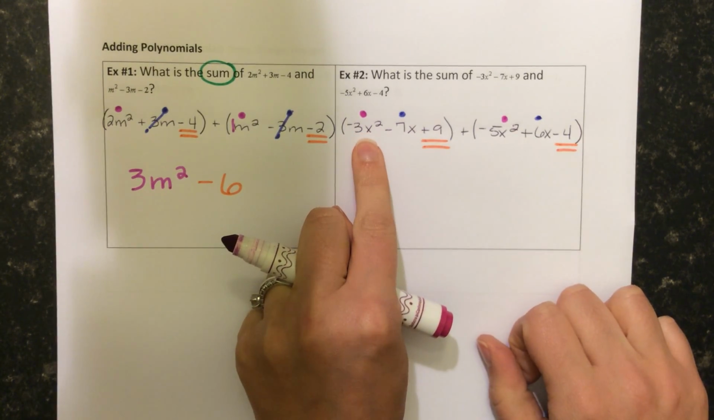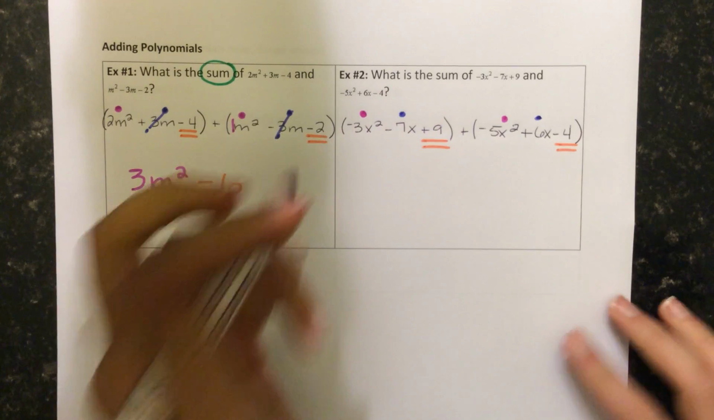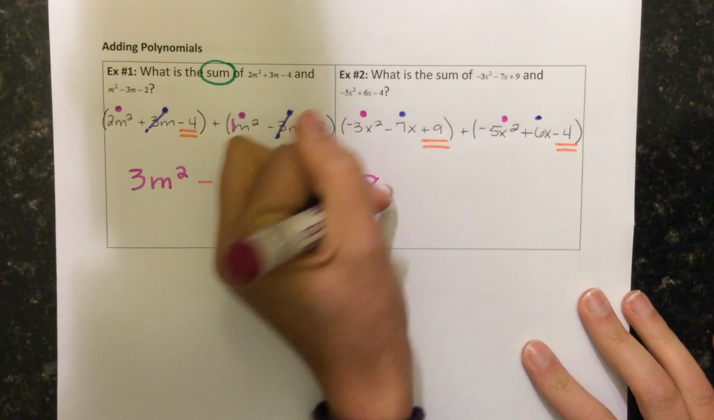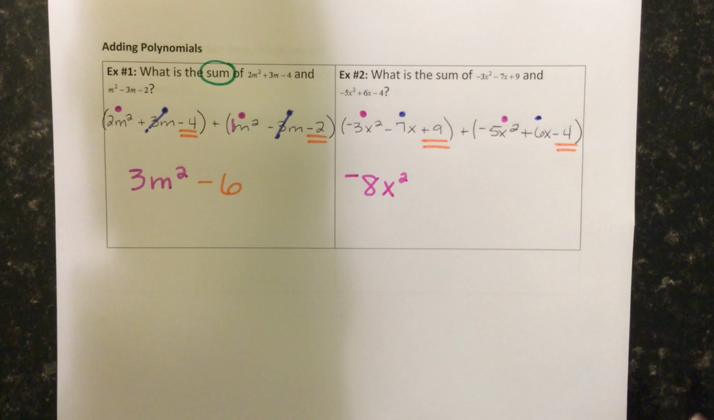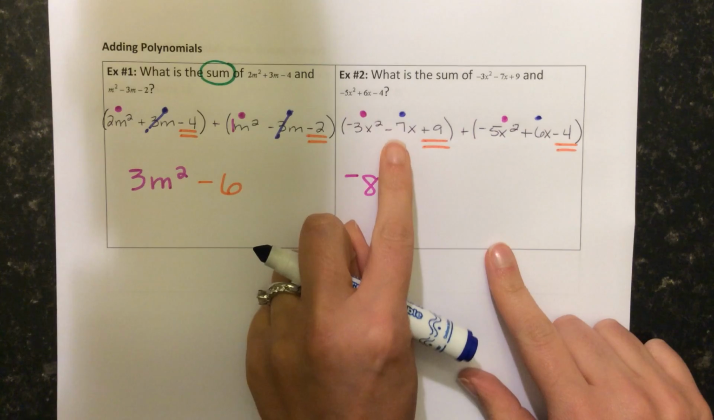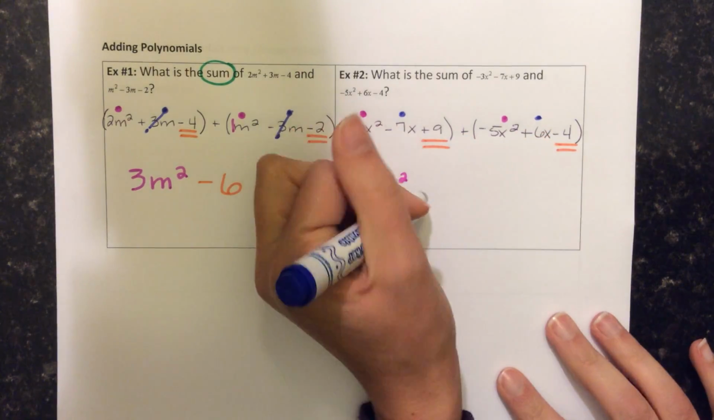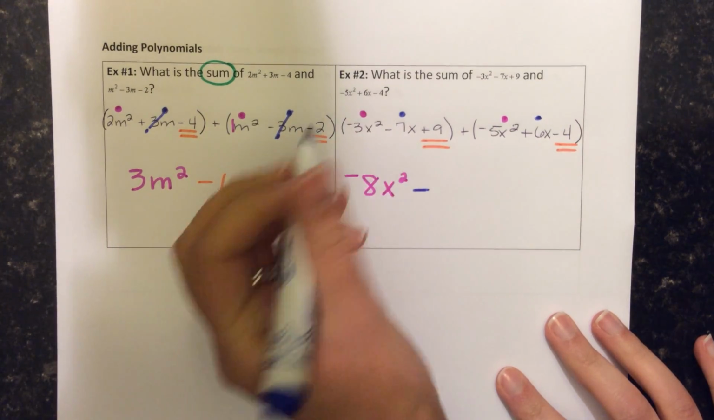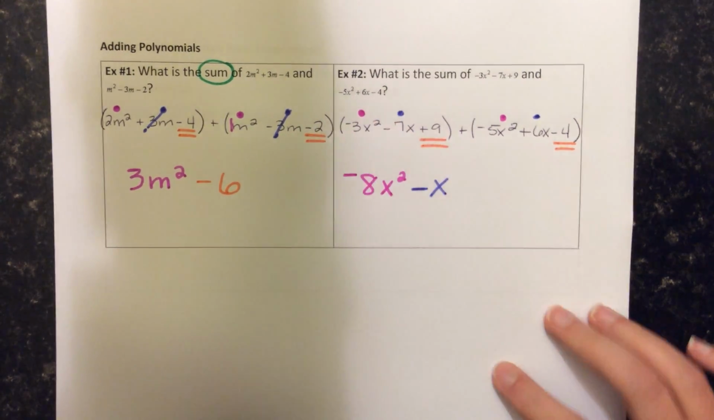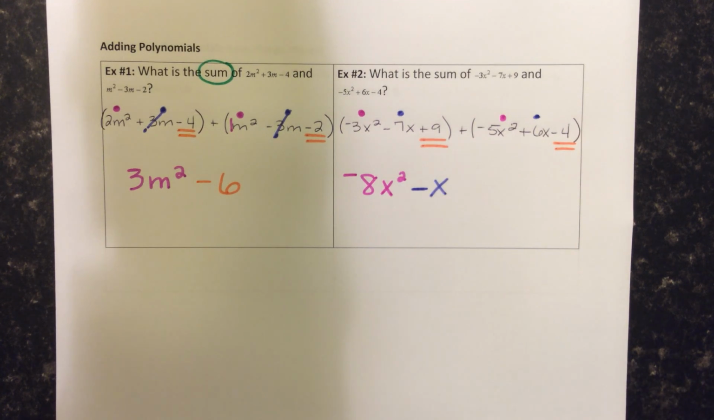So negative 3 plus negative 5 gives me negative 8 x squared. And negative 7 plus 6 gives me a negative 1. You don't have to write the 1 in front of that x. You can if you want. But mathematically, normally in a textbook or something like that, you wouldn't see the 1 in front of the x. So I'm not going to write it.